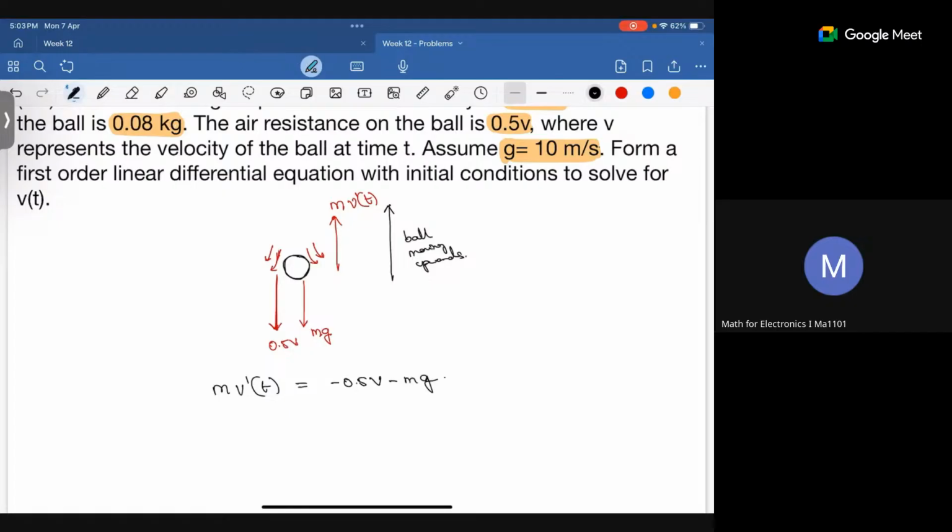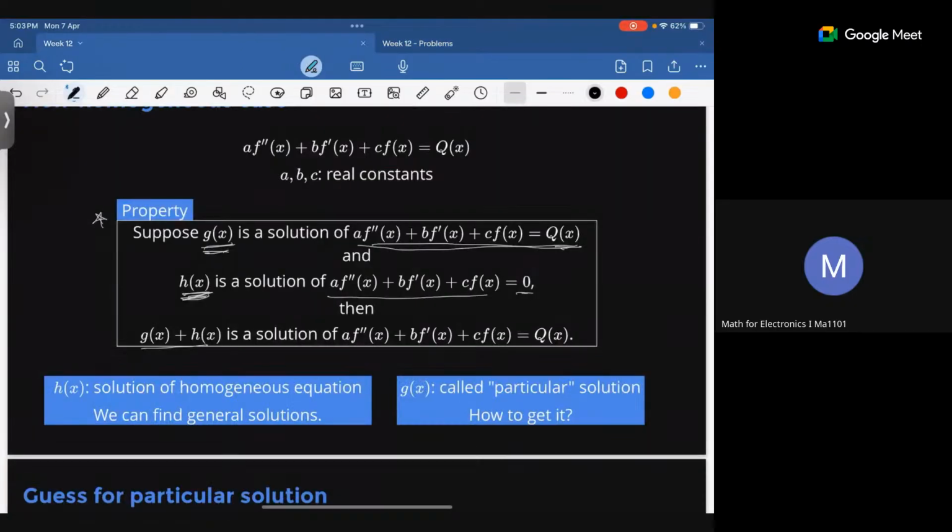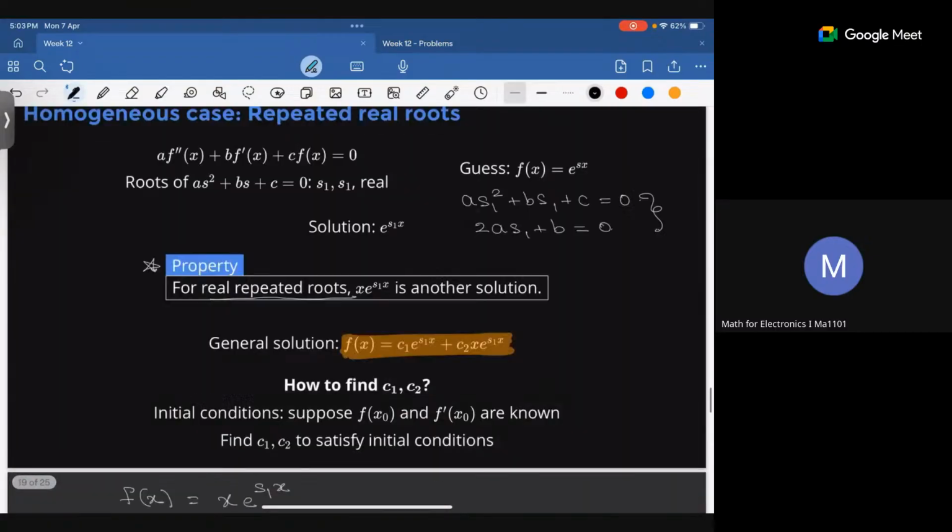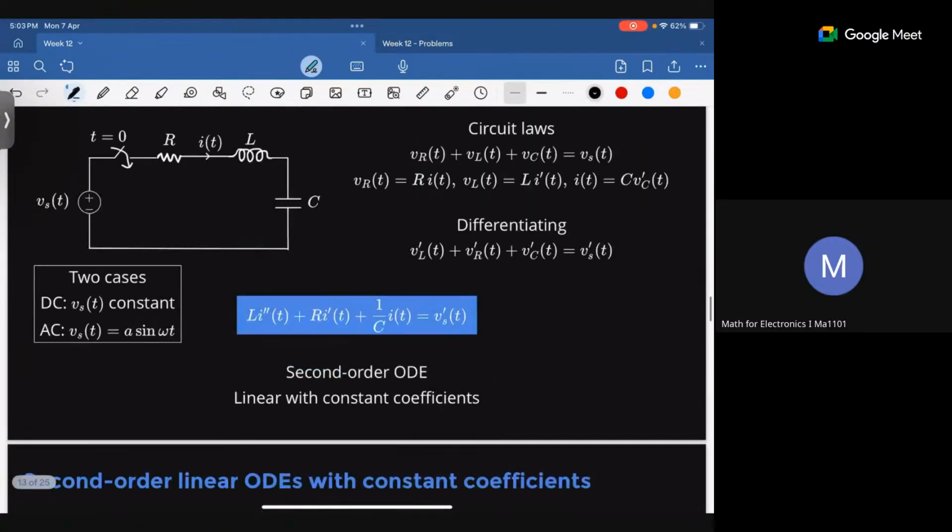So when the ball was falling, when the apple was falling downwards, what did we have?